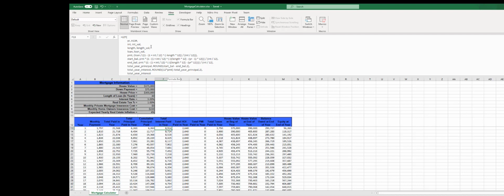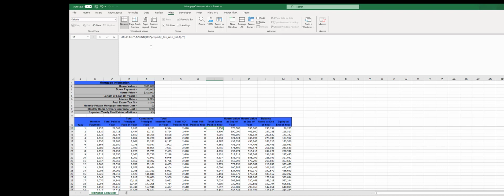If we go to the next cell, it's a pretty simple calculation. What we're doing is calculating what the total homeowner's insurance will be for a given year. All we're doing is taking what the homeowner's insurance is on a monthly basis and multiplying it by 12 to annualize it. The total PMI, same thing. We're taking what we're paying in PMI and multiplying it by 12 to annualize it.